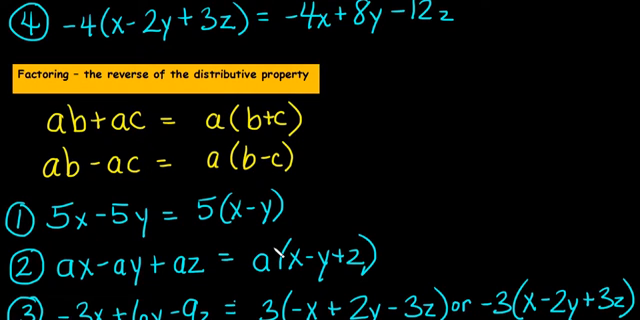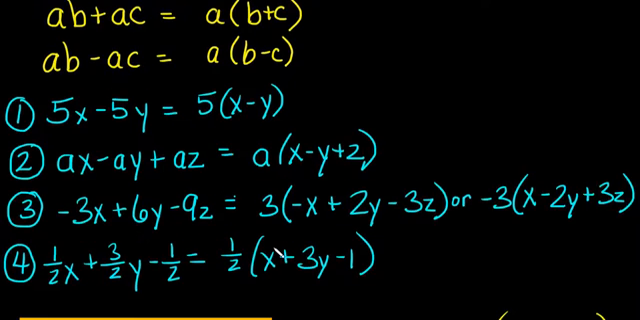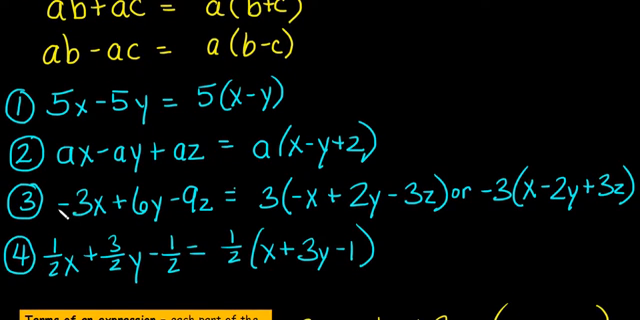So let's put some numbers in here and give some examples. 5x minus 5y, when I look at that, I notice they both have 5's in common. They don't have any variables in common, but they do have 5's. So I'm going to take the 5 out, and I'm left with x minus y. AX minus AY plus AZ, hopefully you notice they all have A's in common. So I'm going to factor out the A, that's the word for it, factor. I'm left with x minus y plus z inside the parentheses.